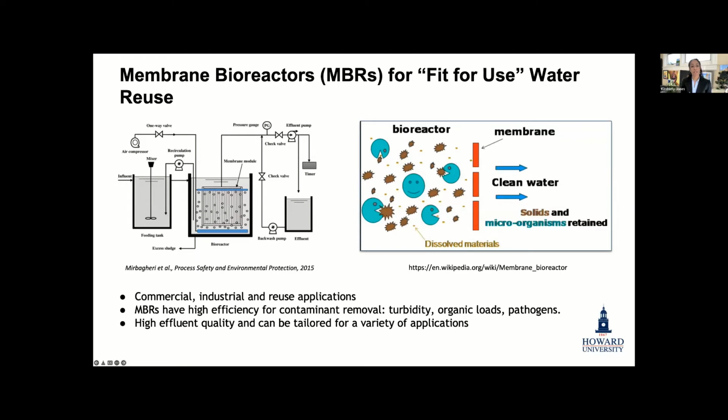So what we decided to focus on is membrane bioreactors to produce fit for use water for water reuse, particularly with a focus on these urban gardens. And here is just a cartoon to show you what a membrane bioreactor often looks like. The membrane is a size exclusion technology, and it really uses this picture on the right just as a very easy cartoon to understand what a membrane does.